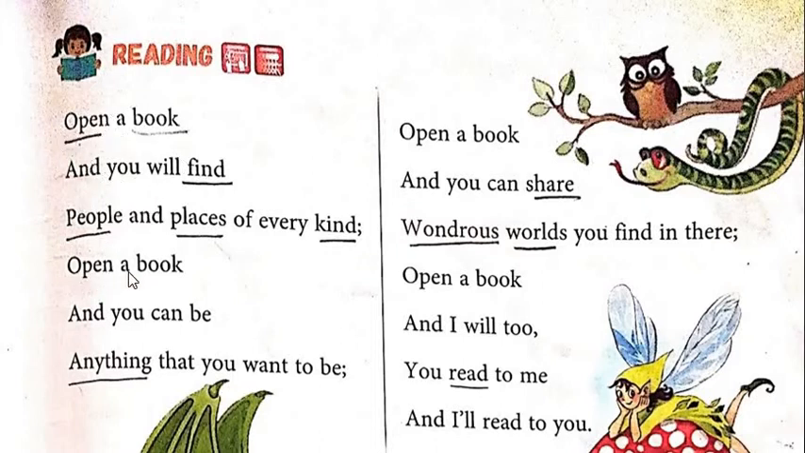See now this next one. Open a book and you can be. See what the poet is telling? Open a book and you can be anything that you want to be. See? Poet is telling that when you open a book, you can be anything. Means if you want, you can imagine whatever you want to be. You can do it.